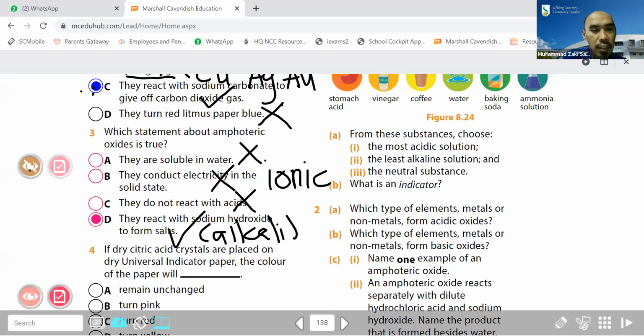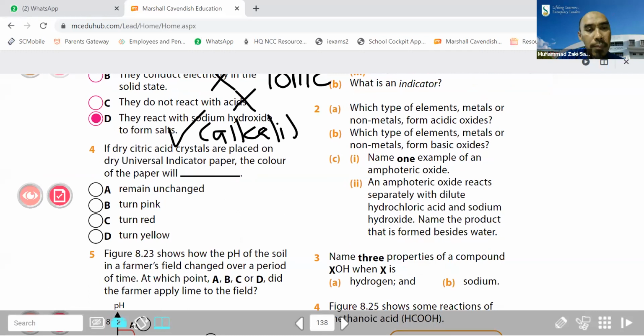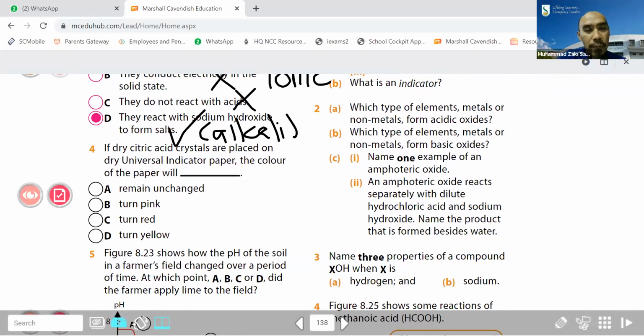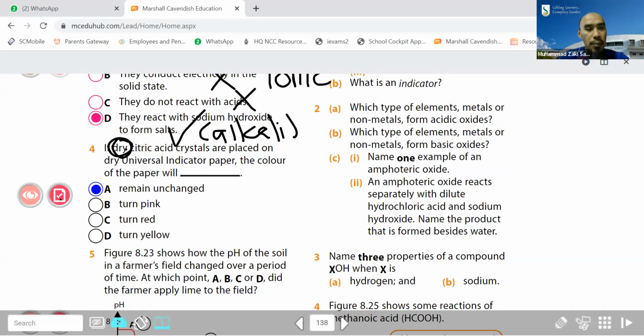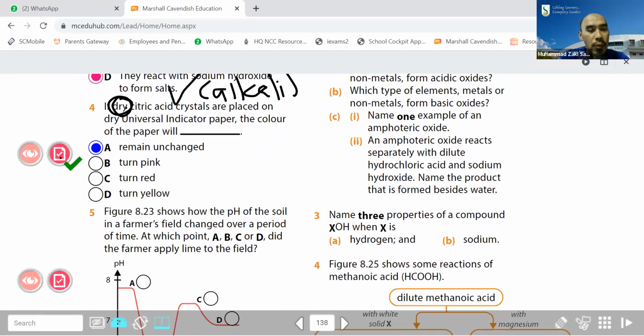Next question. If dry citric acid is placed on dry universal indicator paper, will the color change or not? Basically, as you have seen in the lab, it should remain unchanged, because it's dry. The keyword here is dry. Important word. Is it correct? Yes, correct. Just kidding. Anyway, next one, question 5.